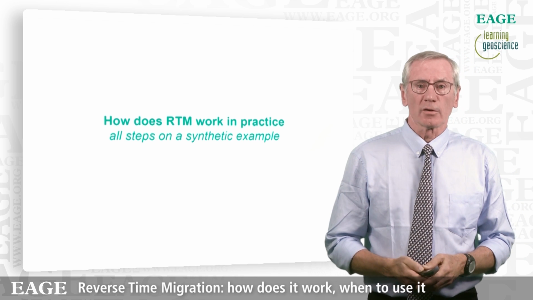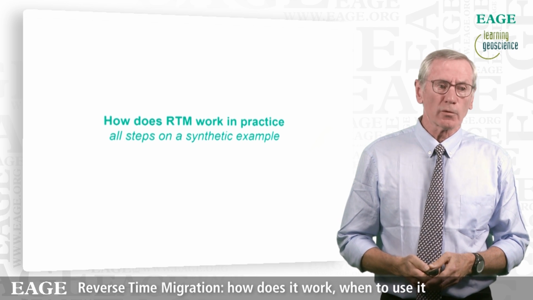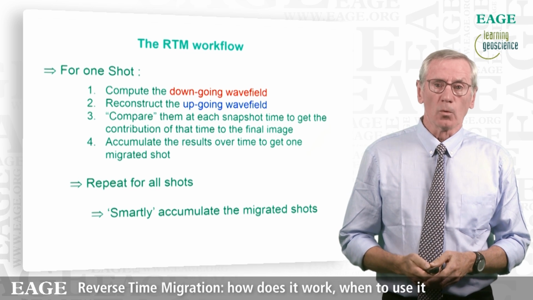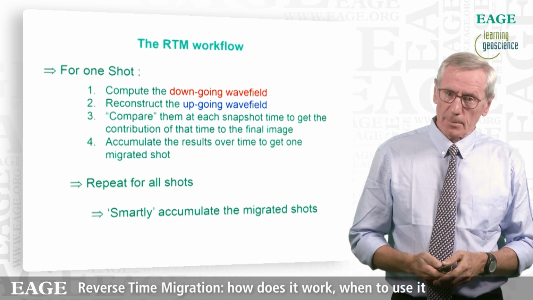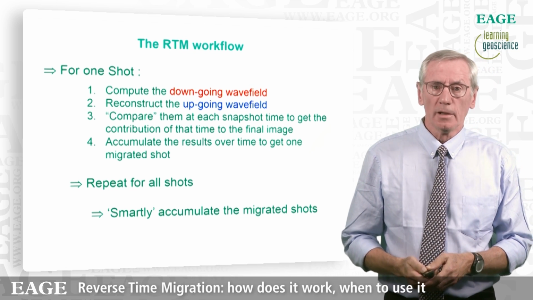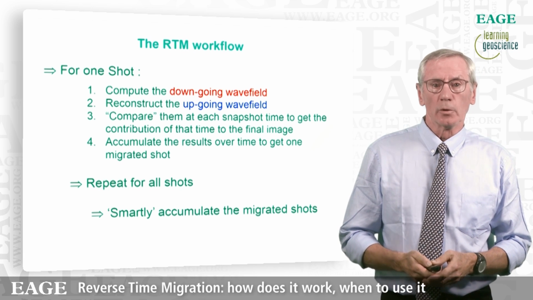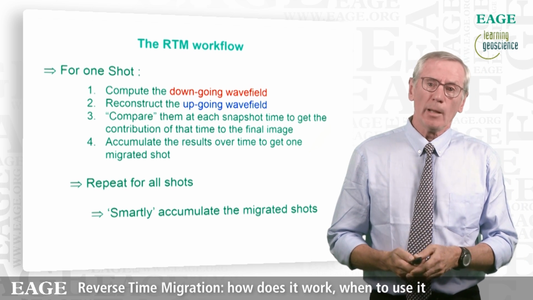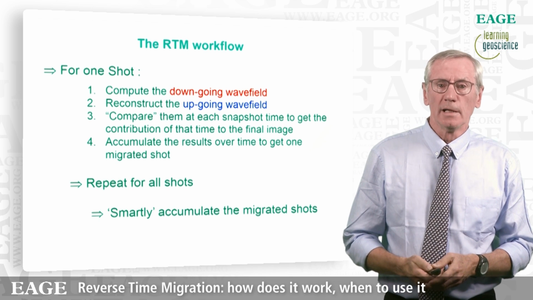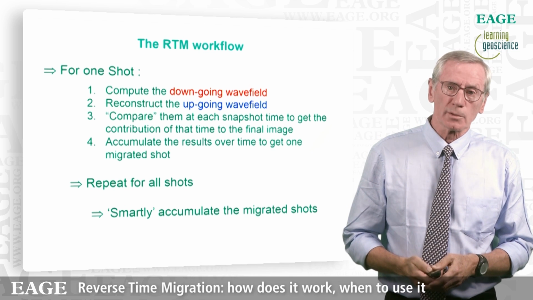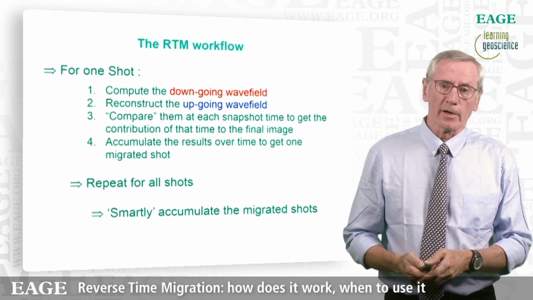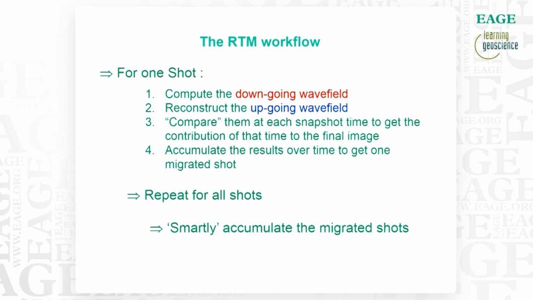Basically, from this discussion on the imaging principle, I do have my RTM workflow. First of all, each shot is processed separately. Now, for each shot, we compute the downgoing wave field, we reconstruct the upgoing wave field, and perform some kind of comparisons at each snapshot time to get the contribution of that time to the final image. And finally, we accumulate the results over time to get one migrated shot. Then we repeat for all shots and stack the results together.